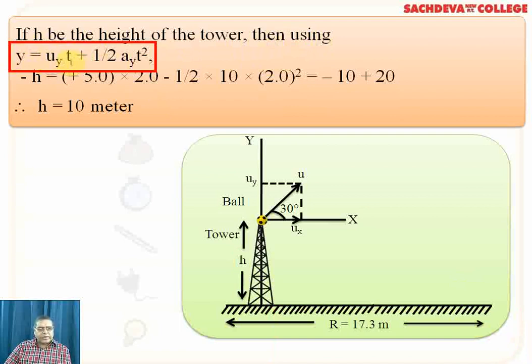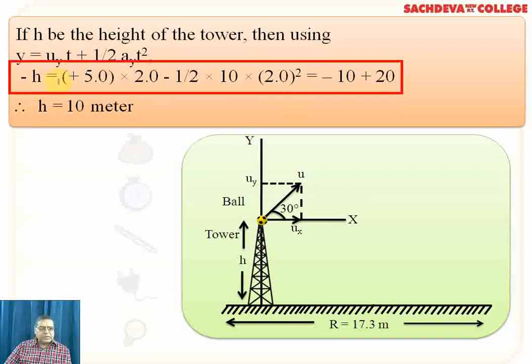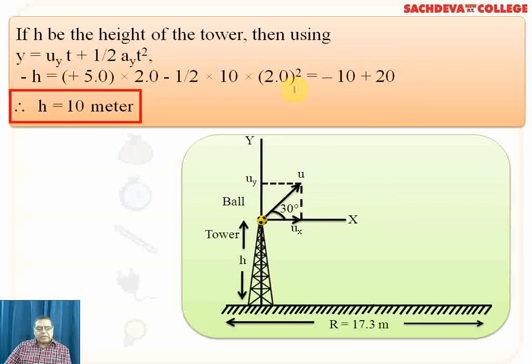If h is the height of the tower as shown in the figure, then using y is equal to uy into t plus half ay into t square. ay can be taken as the acceleration due to gravity. So y is taken as minus h. Then for uy, we have put the value as 5, and then it is 5 into 2 minus 1 over 2 into 10, that is half gt square. So after all calculations, it will become 10 minus 20. The height of the tower is found to be 10 meters.